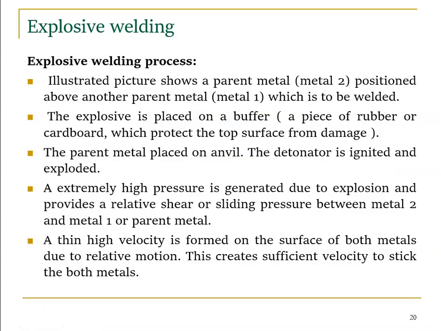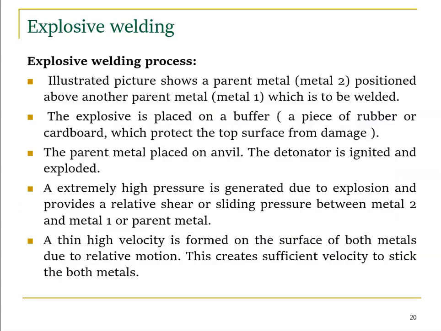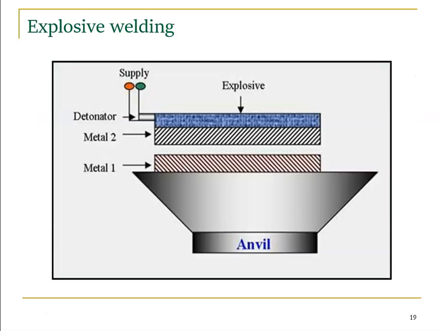The illustrated picture shows that parent metal 2 is positioned above another parent metal, which is to be welded, right? So we are planning to join two metals, metal 1 and metal 2. Metal 1 is placed on top of the anvil and metal 2 is placed on top of metal 1. The explosive is placed on a buffer, a piece of rubber or cardboard, which protects the top surface from damage. So before placing the explosive, we use some protective device, and on top of it we place our explosive.